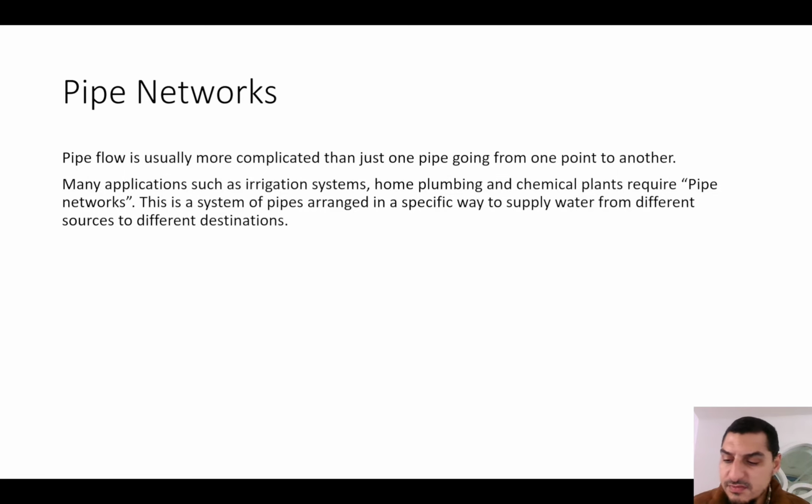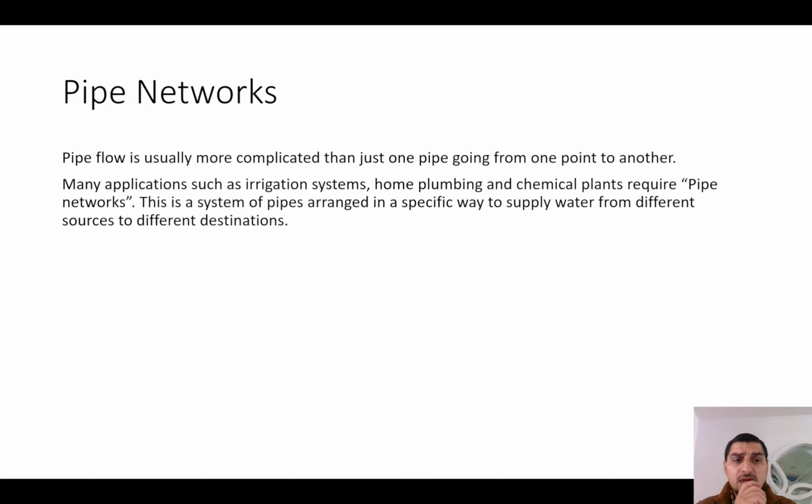Hello, everybody. In this video, we're going to discuss one new topic, which is pipe networks. Pipe networks are a type of pipe flow that is similar to what we mentioned before in this chapter, but it's more complicated. It's more complicated because for all the cases that we discussed before, we had flow going from one point to another point.